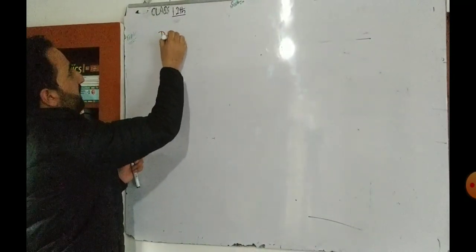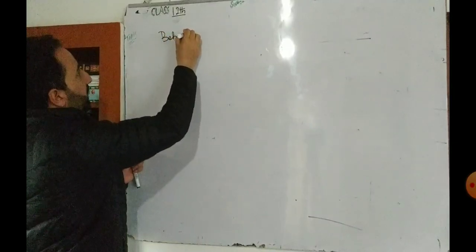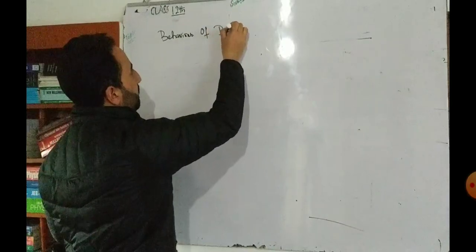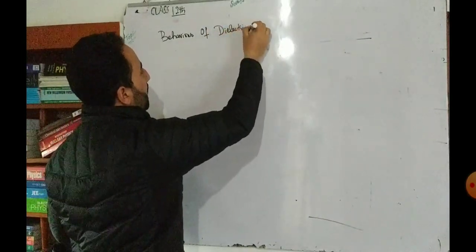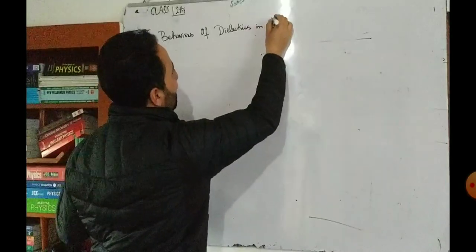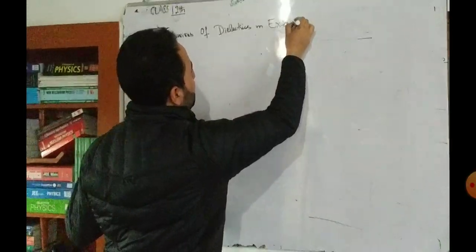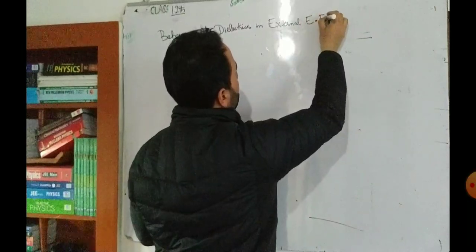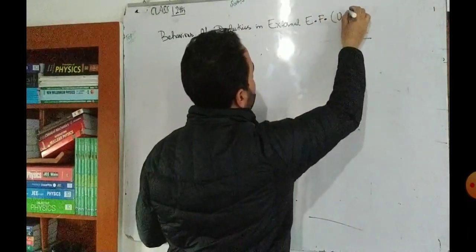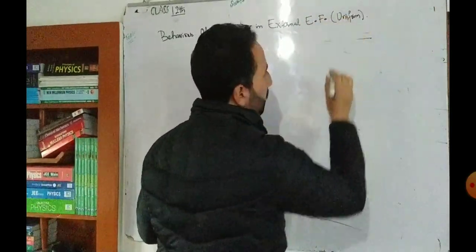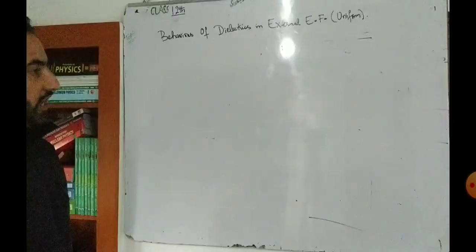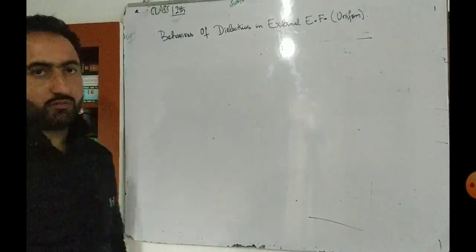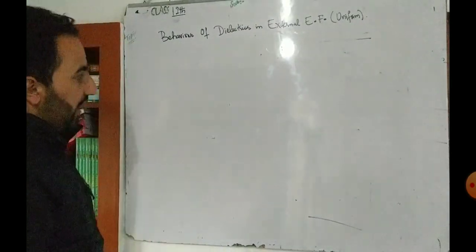So that's like this: behavior. Write it down. Behavior of dielectrics in an external electric field, and that's a uniform electric field. What I will do is place a dielectric slab, which can be polar or non-polar, in a region of uniform electric field, and then I will see what happens to the dielectric.